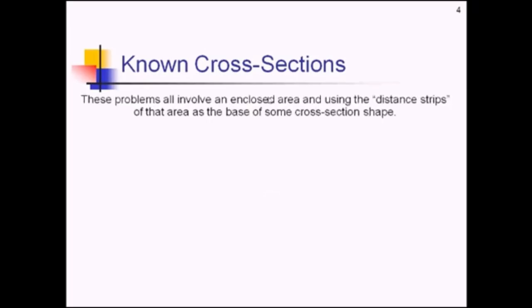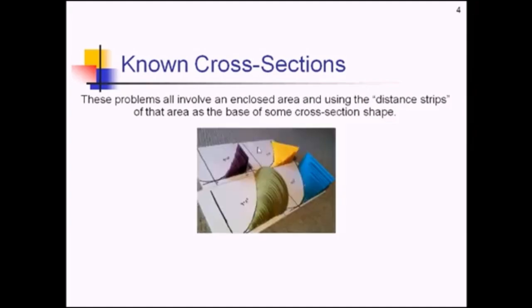So the key to unlocking the problem we just saw and all the other problems today is to realize that all these problems have an enclosed area with distance strips of that area serving as the base of some cross-section shape. Here's some more visuals. We've got squares, triangles, rectangles, semicircles. These are all possible cross-sections perpendicular to the x-axis. And the key on all of these is the base of each of these cross-section shapes, which you can eventually use to find its area. That base is just the distance strip you would be using to find the area of the enclosed region.